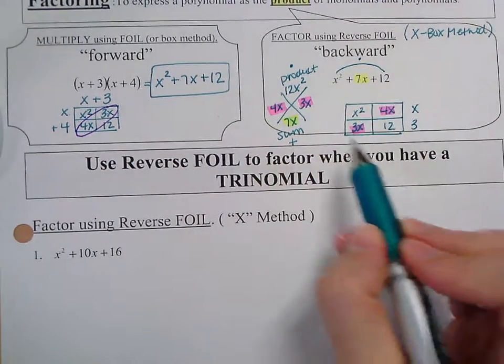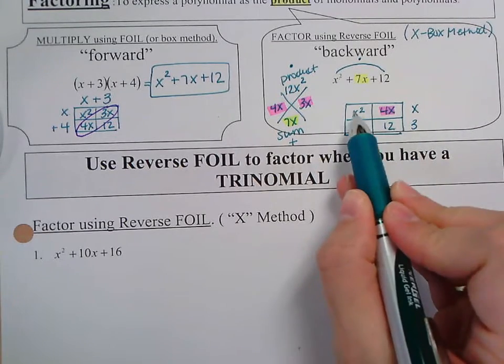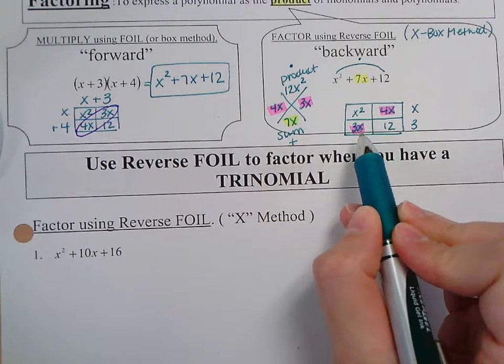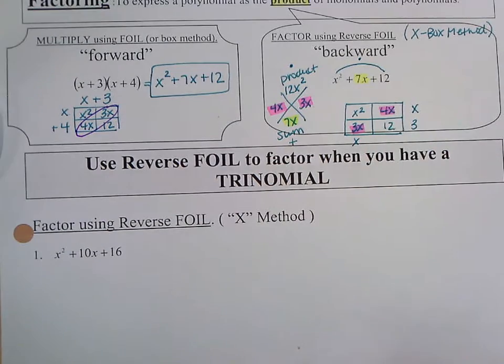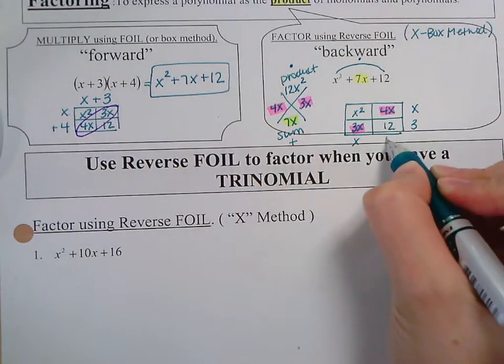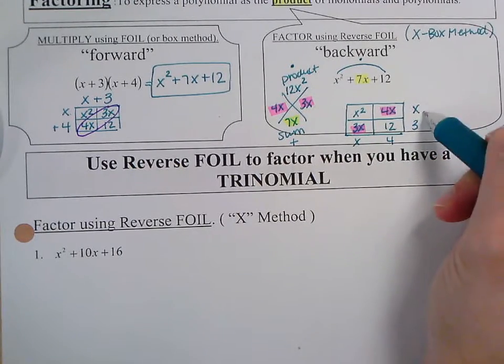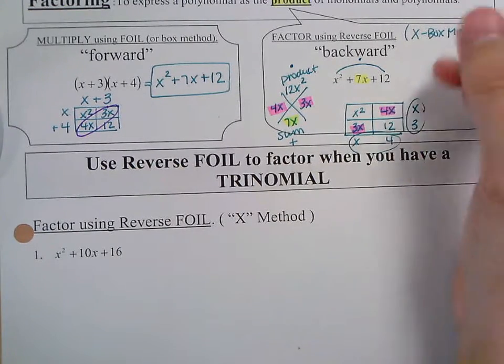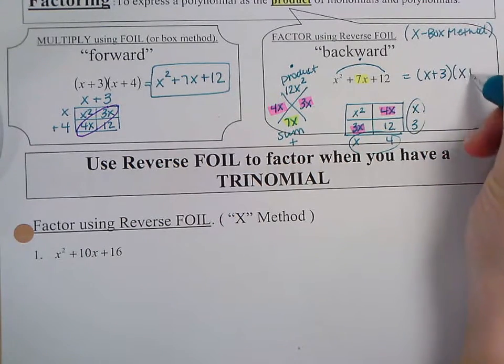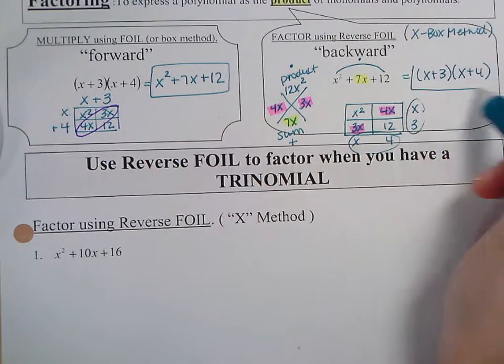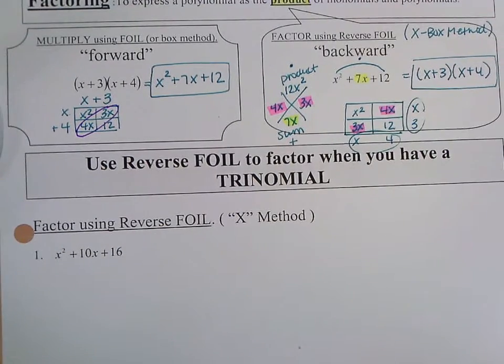Okay, then I'm going to do the columns. What do x squared and 3x have in common? An x. What do 4x and 12 have in common? 4. So then here's your factored form. x plus 3 is one factor, x plus 4 is the other. So it's working backwards.